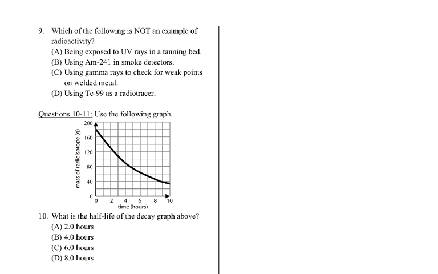Okay, number 9, which of the following is not an example of radioactivity? Being exposed to UV rays, no, that is not radioactivity. That would, however, be called radiation. Light, different forms of light, things that radiate out, that's radiation, but you would not call that radioactivity. Americium-241 in smoke detectors, certainly that is radioactivity. Gamma rays to check for weak points, yes, and using technetium as a radio tracer, those are all radioactivity. So the only good answer is answer A.